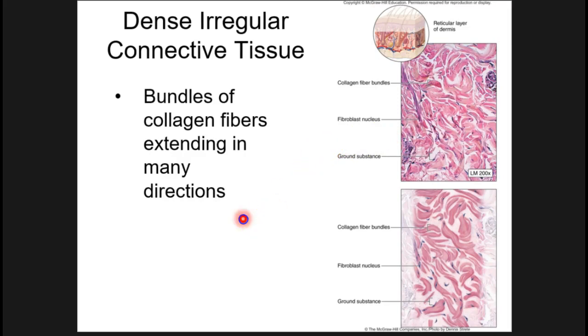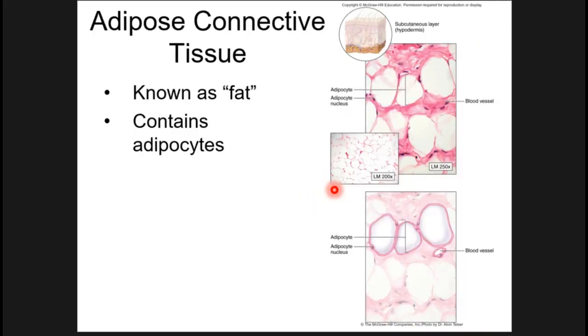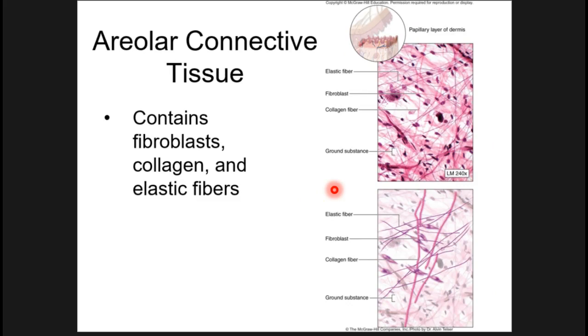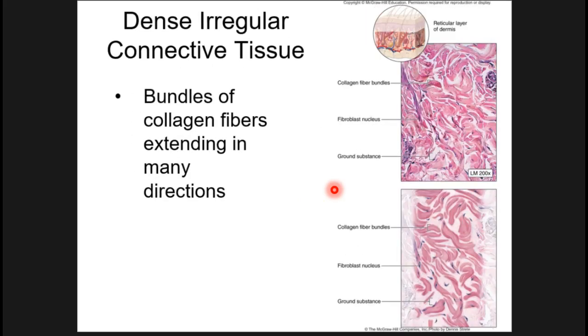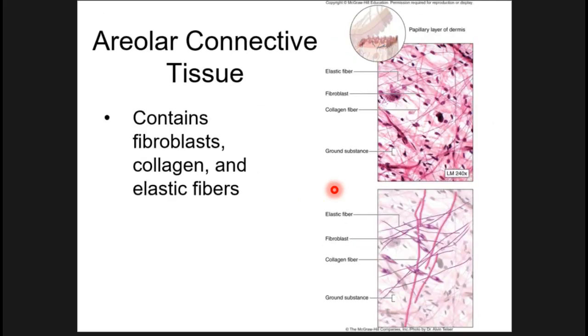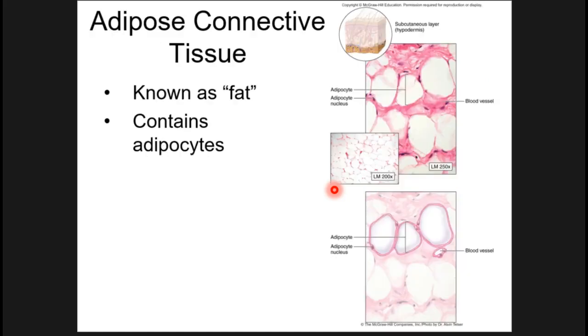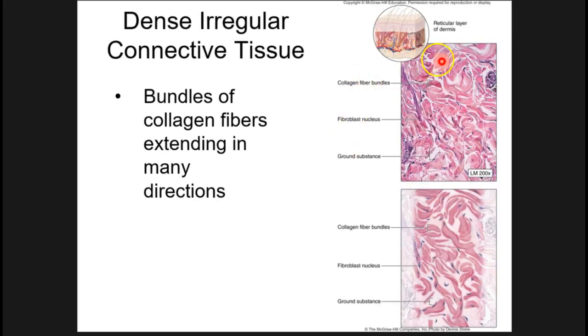This picture can be a little challenging because this is considered dense. What did I tell you about identifying dense versus loose? A lot of white space. All right, so this kind of looks like a lot of white space. What I want you to do is compare this white space to that white space. Which one has more white space? The areolar. In my opinion, the areolar has more white space.